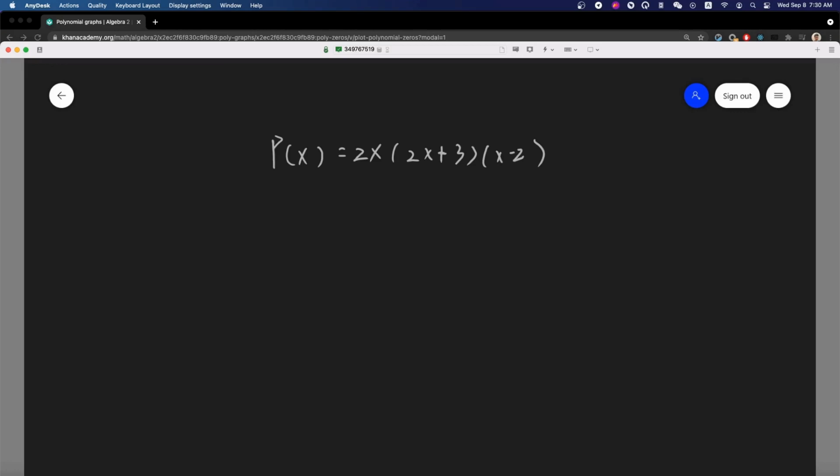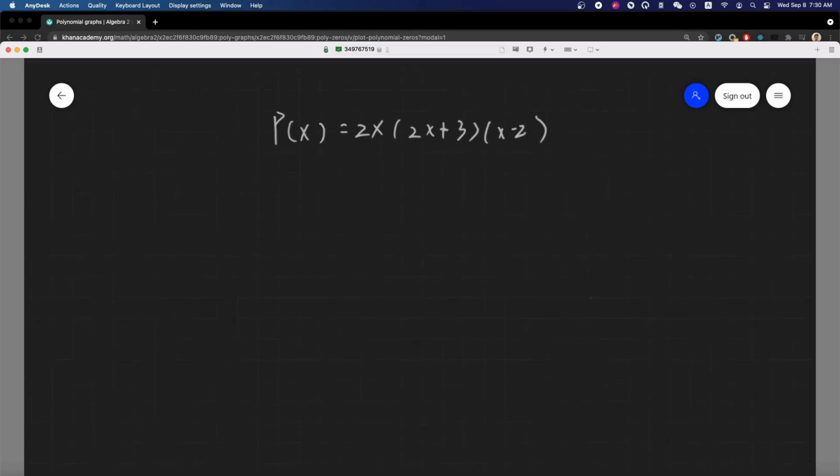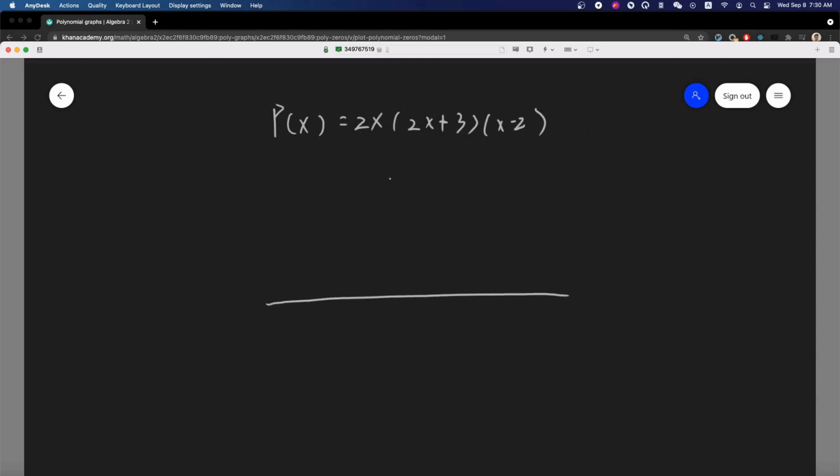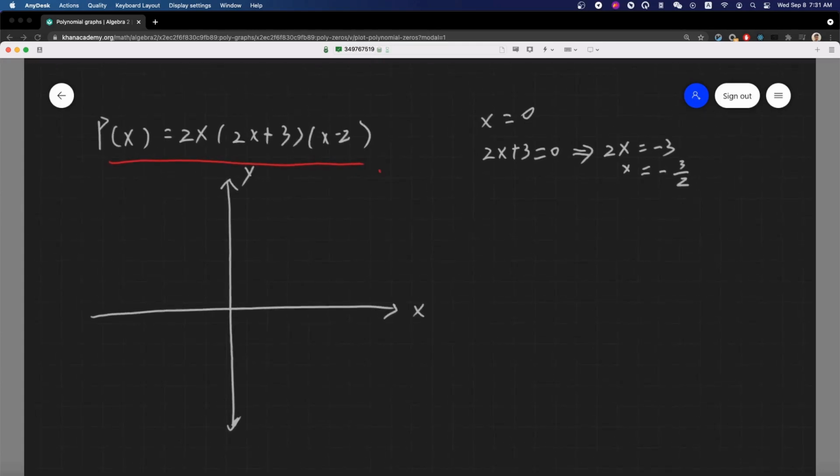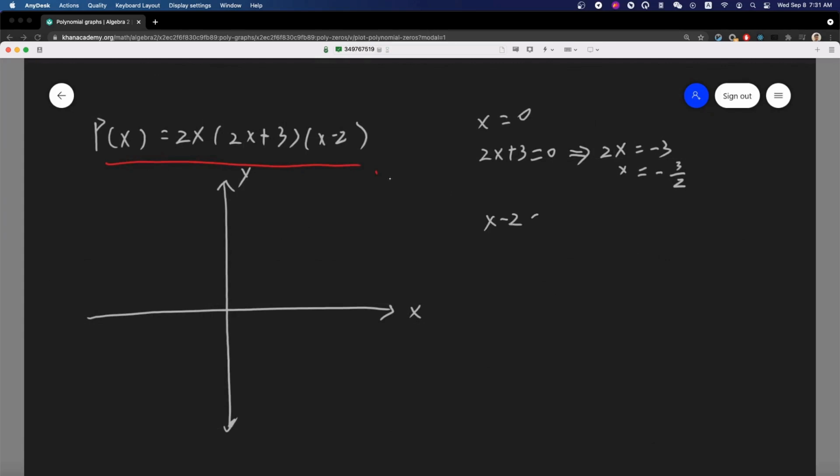So this is basically what we have. If we want to draw the graph of this, first we need to have an empty axis graph, something like this. Yeah, I still remember how to do this. Then after that we need to calculate the zero points of this equation. So x could be equal to 0, and 2x plus 3 could be equal to 0. From this equation, we get that 2x equals negative 3, then x equals negative 3 over 2. And that's the second zero point. Then x minus 2 could be equal to 0, and in this case, x would be just equal to 2.